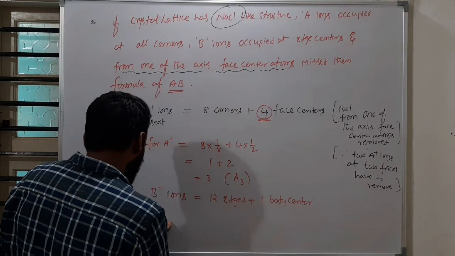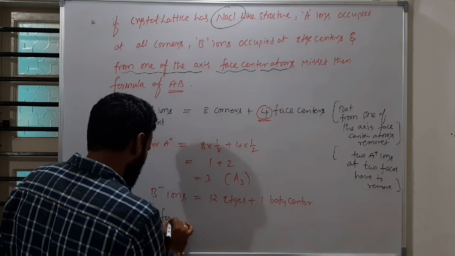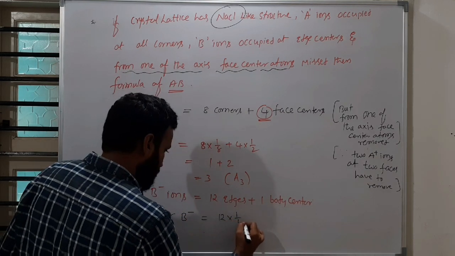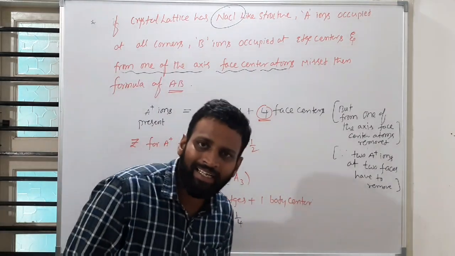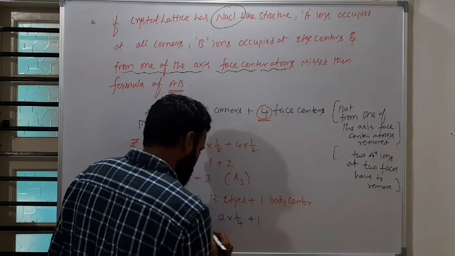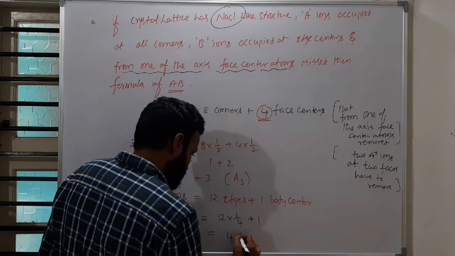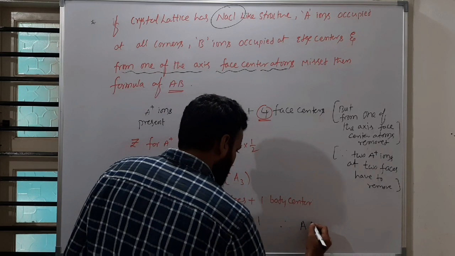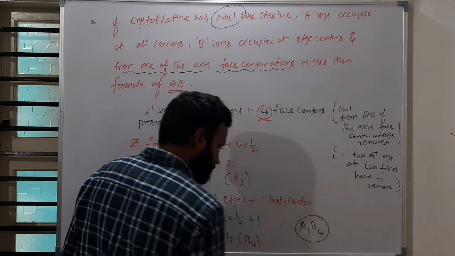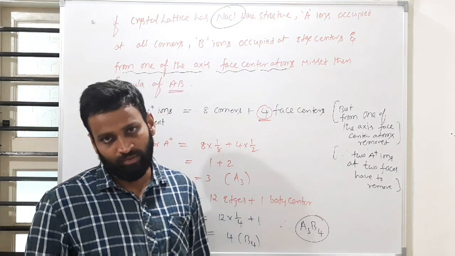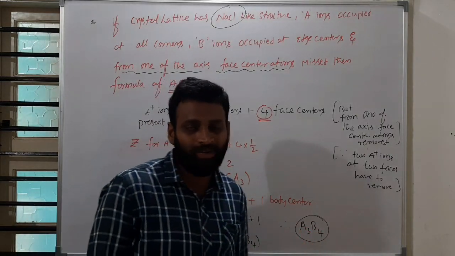So what is Z for B minus? It is 12 into 1 by 4, because an edge center atom is shared by 4 unit cells. So 12 into 1 by 4 plus 1. So it is just 4. That means B4. Okay. Therefore the formula is A3B4. What is the formula? A3B4. This is a previous IIT question.